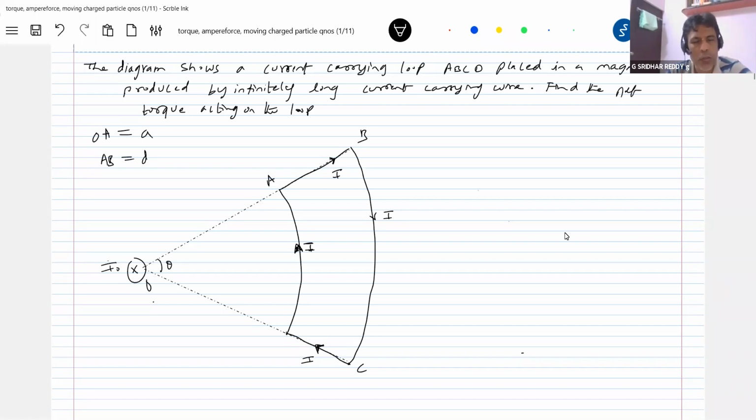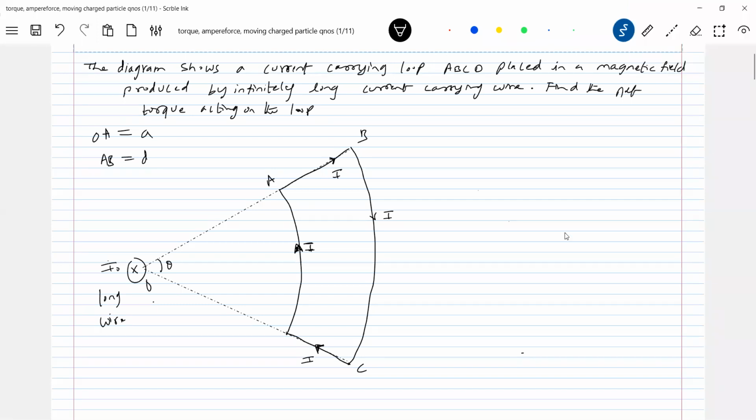Look at the loop now, where it is present in the field of a long wire. So we are picking up a problem on how to calculate the torque where the loop lies in a non-uniform magnetic field. There's a long wire. So what is the field due to the long wire? The field due to a long wire will be concentric circles around it.